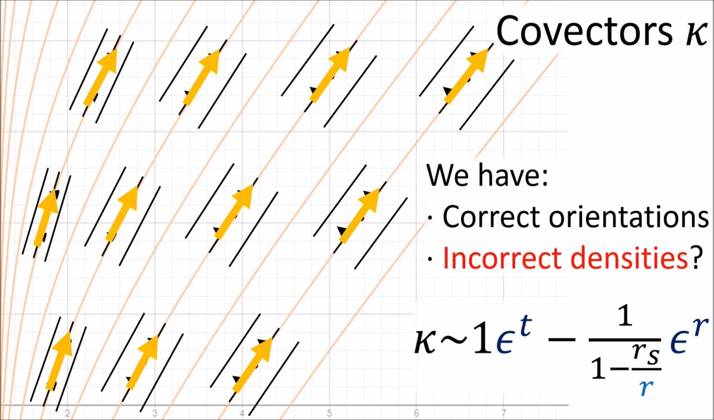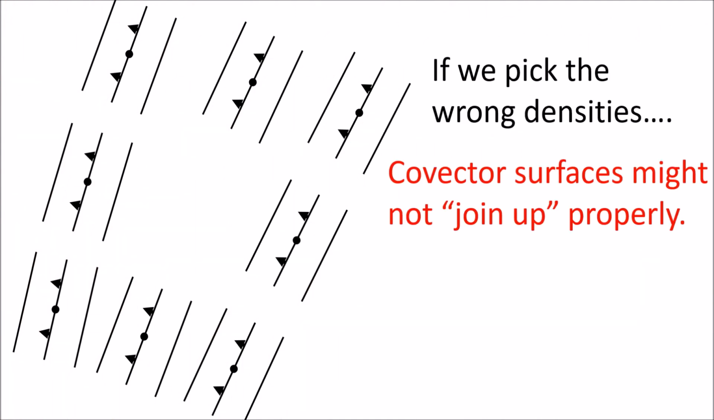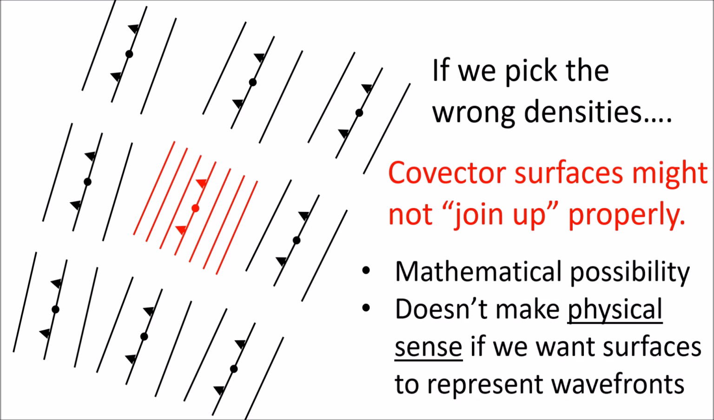What we don't know is whether or not we have the correct covector densities. If we have the incorrect densities, we could end up with a covector field where the stack surfaces don't join up properly. While this is a mathematical possibility, this doesn't make physical sense, since the lines in our covector field represent the wavefronts of a light beam, and the lines should all join up correctly.